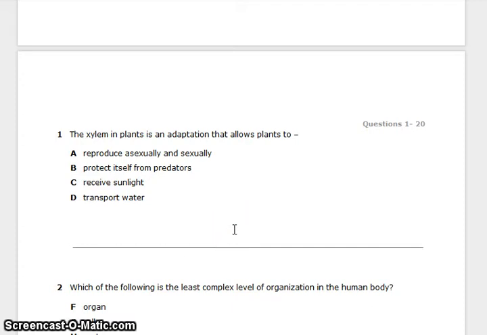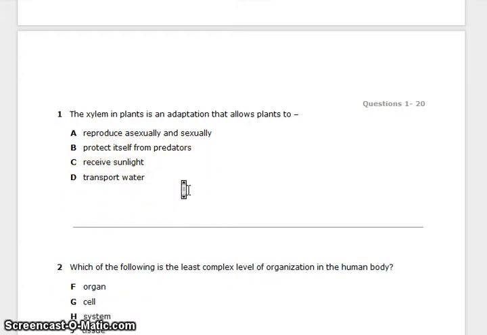Number 1. The xylem in plants is an adaptation that allows plants to A. Reproduce asexually and sexually. B. Protect itself from predators. C. Receive sunlight. D. Transport water.